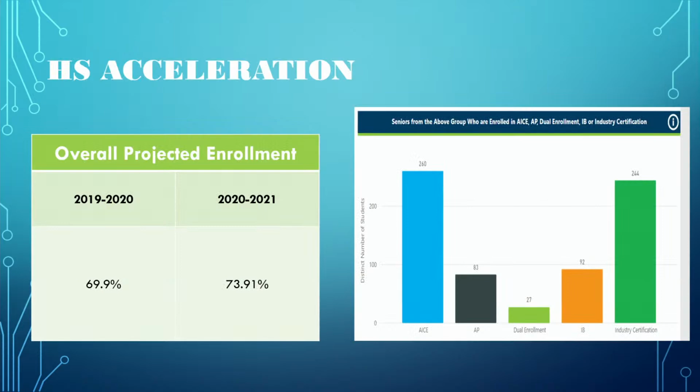So our high school acceleration data is up from last year to 73.91. Remember, acceleration for us is determined by ACE, enrollment in and passing, in most cases, a test: ACE, AP, IB, and dual enrollment. So we are looking at an improved score for our school grade this current year.